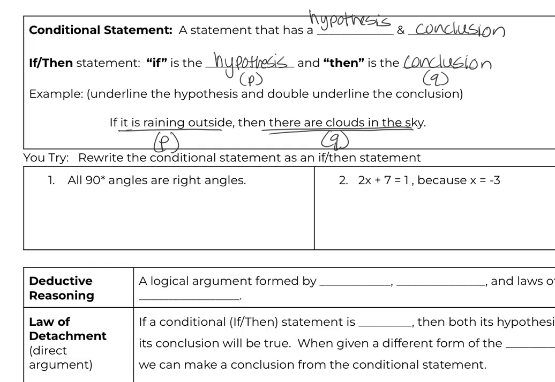All right, so we use these kind of statements all the time, but we don't always say the if and the then. So again, this is a conditional statement. If the first thing happens, then the second thing will happen.